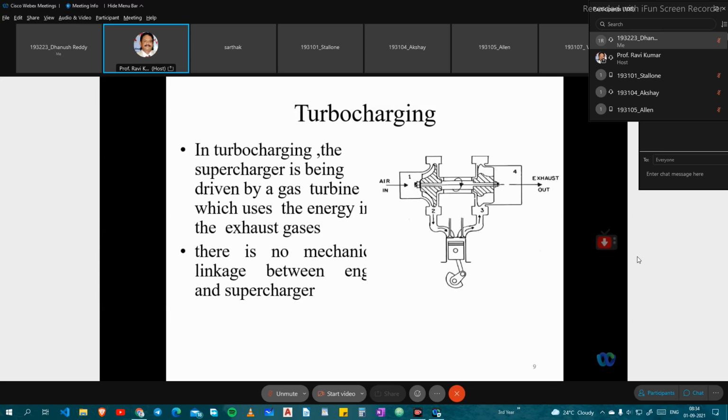Next, we are going to talk about turbocharging. In turbocharging, the supercharging is driven by a gas turbine, which uses the energy in the exhaust gases. A turbocharger is a small gas turbine type of arrangement driven by the energy in the exhaust gases. There is no mechanical linkage between the engine and the supercharger. On one side you have a supercharger, and on the other side, whatever exhaust gases are left over will be recirculated.